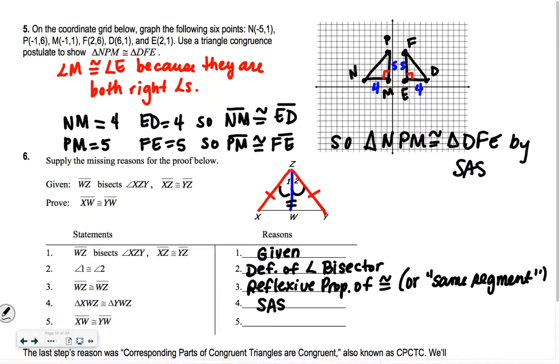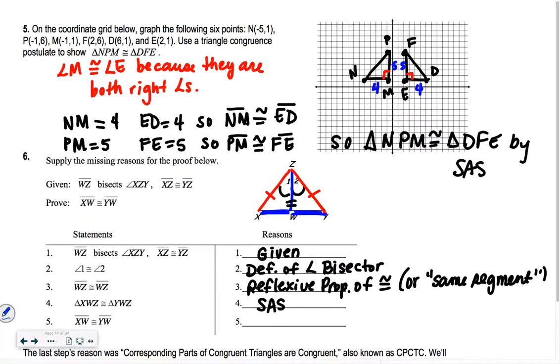So this next thing says, well, why does XW have to be the same as YW? Because those triangles perfectly match up on top of each other. Does this make sense? So now if we know that the triangles are congruent, then every single piece of those triangles has to match up. Okay, so we have a special name for this. This is corresponding parts of congruent triangles are congruent.